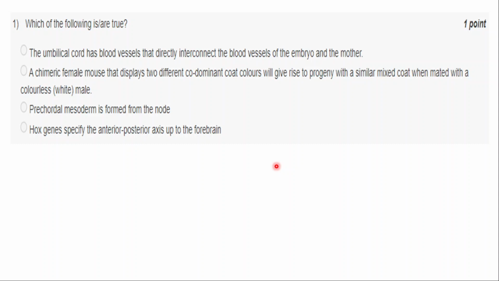So these are the four options before you, and please mention in the chat box which of these you think is true. Option A, B, C, D. So let's wait for a minute to collect some answers.